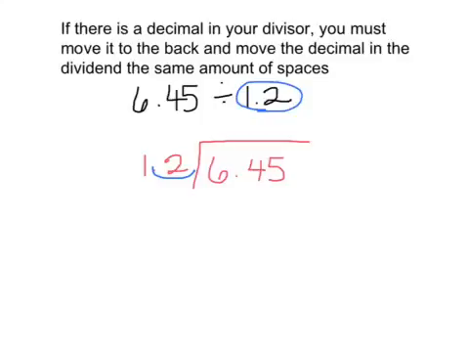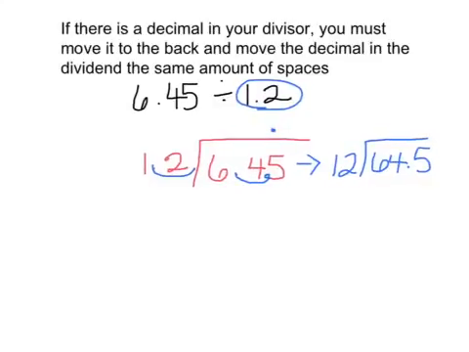But I also have to move it the same amount of spaces in my dividend. So since I moved it 1 space, I'm going to move this one back also. So my decimal is now in between the 4 and the 5. Now I'm going to just move it up and divide as if this now was 12 into 64 and 5/10. That's essentially what we've made this number into. So from here, we're going to divide as normal. I'm going to pull that decimal up. And 12 can go into 64 5 times.